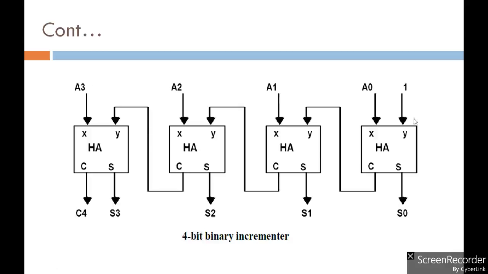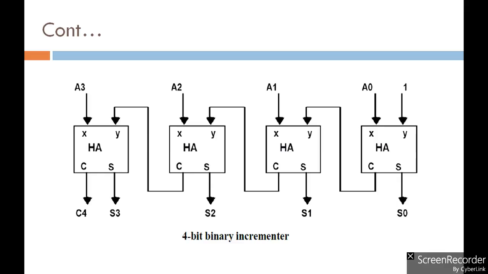So this is the diagram in which we can see that the 4-bit binary incrementer is implemented using 4 half adder circuits. Why half adders? Because in the increment operation at a time we are adding only 2 numbers. There is no input carry or third input available. So instead of using a full adder, in which we use 3 inputs at a time, here we are using a half adder circuit because it adds only 2 bits at a time.